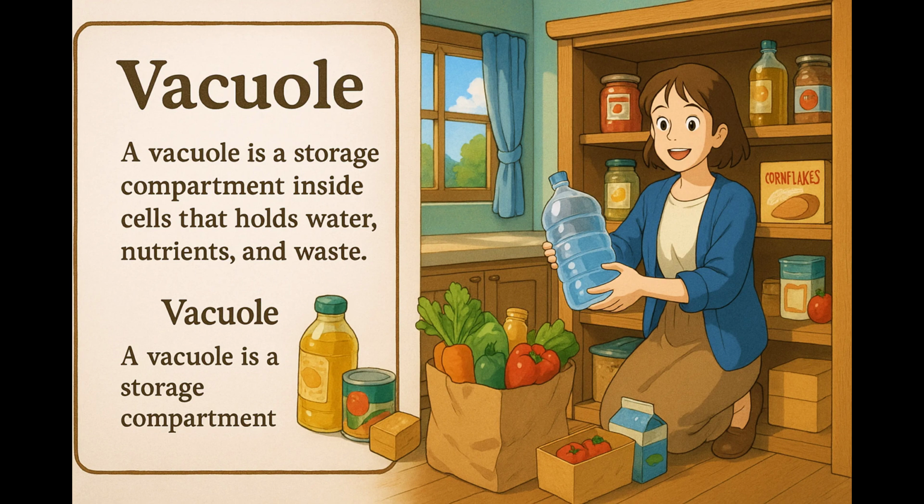In this analogy, the pantry represents the vacuole, the groceries are the materials stored, and the house is the cell, highlighting how both systems manage storage to maintain organization and efficiency.